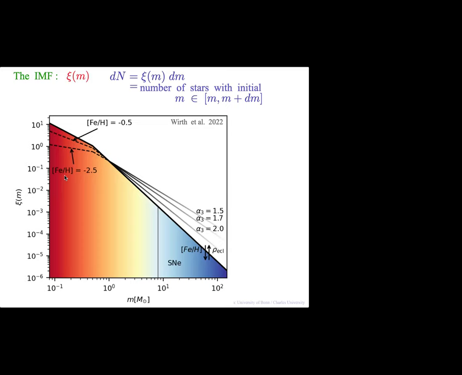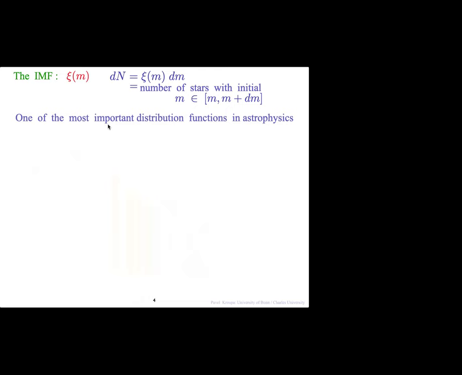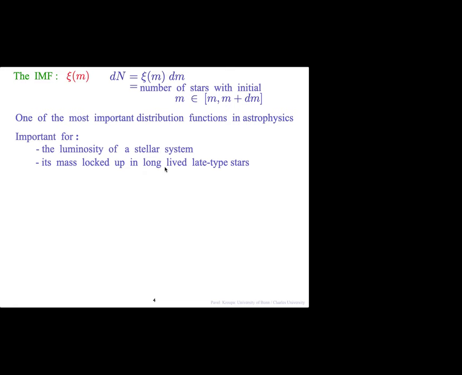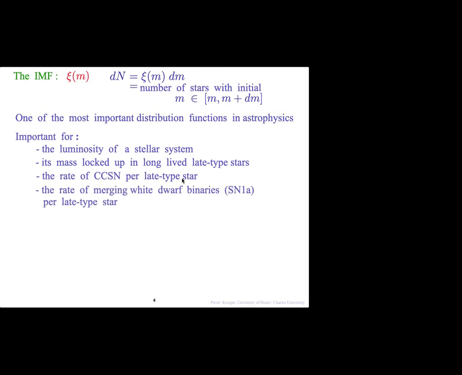So the IMF is one of the most important distribution functions in astrophysics, as is generally acknowledged, and it is important for the luminosity of a stellar system, its mass locked up in long-lived late-type stars. The red stars on the previous plot live for a Hubble time and many Hubble times, so they just lock up the mass once they form, and don't return much back. Then, of course, the IMF is important for calculating and understanding the rate of core collapse supernovae per late-type star. Late-type stars are the red ones in the previous plot, and it's important for understanding the rate of merging white dwarf binaries, which can lead to supernova 1a explosion events per late-type star.